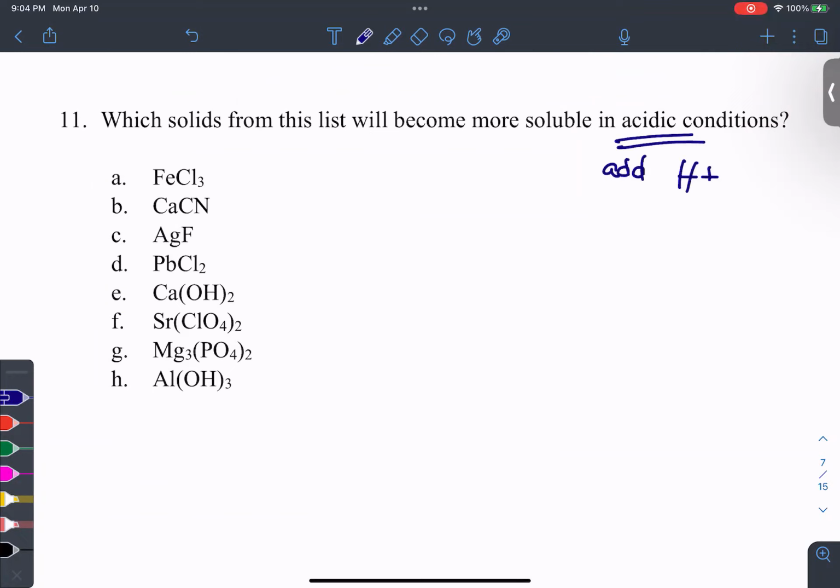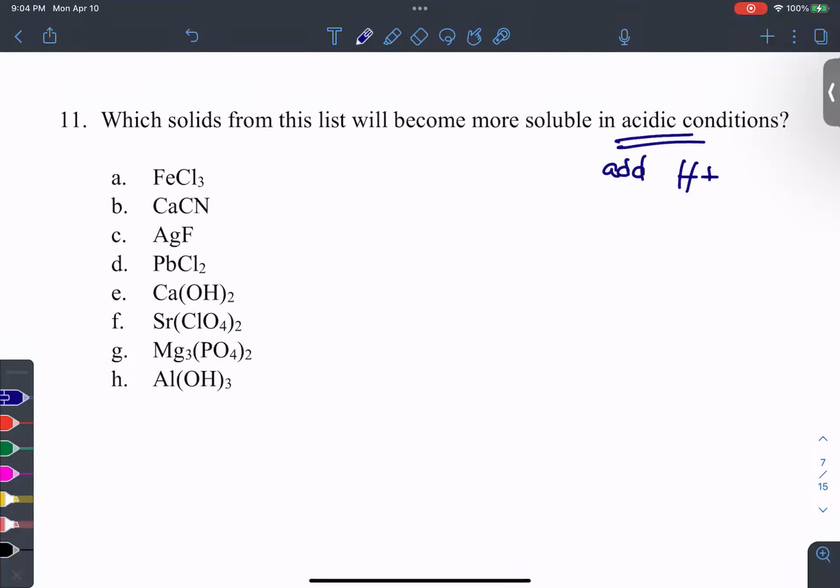So which one of the factors of solubility are we talking about? Common ion effect, pH dependence, or complex ion formation? pH dependence. So understand the rules. If the H+ you're adding reacts with any of the ions in there, typically it will become more soluble.